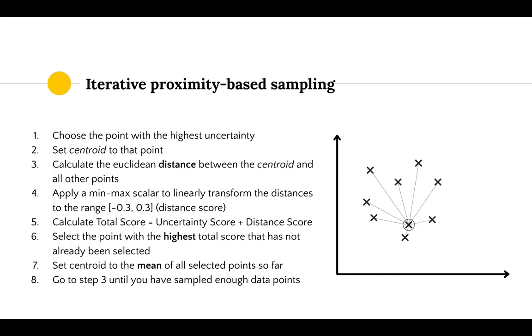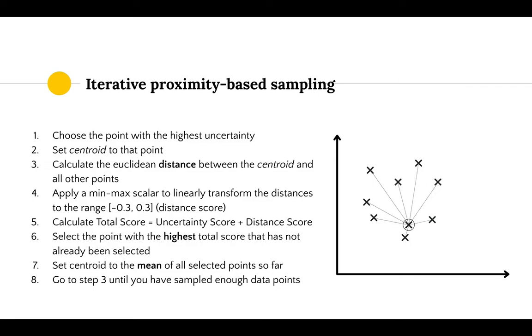The next diversity sampling strategy is a novel strategy which we call iterative proximity-based sampling. First, we choose the point with the highest uncertainty. Then, we set the centroid to that point. We can then calculate the distances between the centroid and all other points as shown on the lines of this diagram. We then linearly transform the distances to be within the range -0.3 and 0.3.